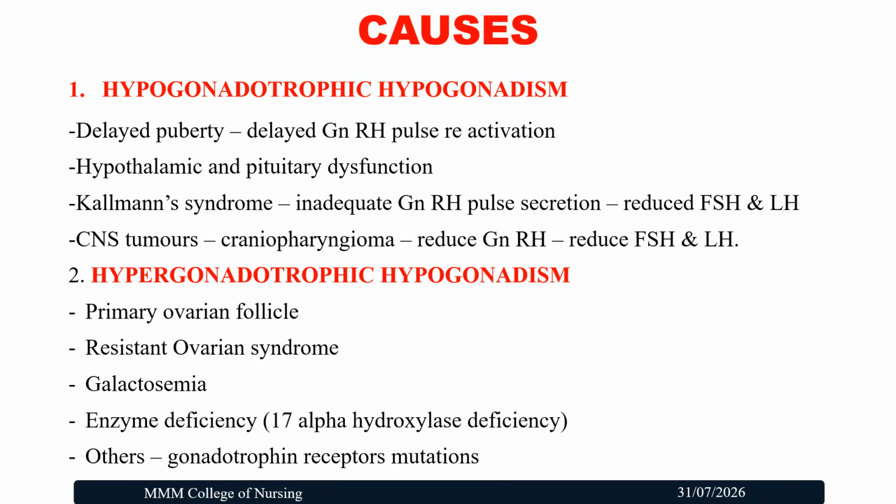Second cause is hypergonadotrophic hypogonadism. It may occur due to primary ovarian failure, resistant ovarian syndrome, galactosemia, enzyme deficiencies, that is 17 alpha hydroxylase deficiency, and others are gonadotrophin receptor mutations.